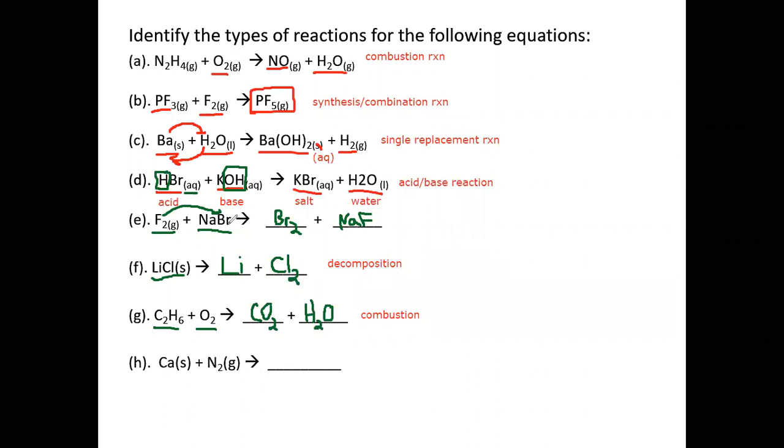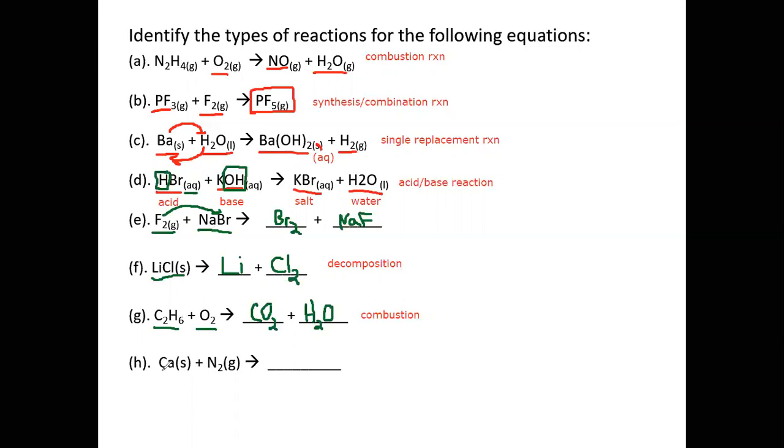Now back in E, fluorine displaces bromine, or bromide, in sodium bromide, because fluorine is more active than bromine. Remember, as you go down group 17, the activity decreases. So fluorine is the most active halogen. It's going to displace the less active halogen.